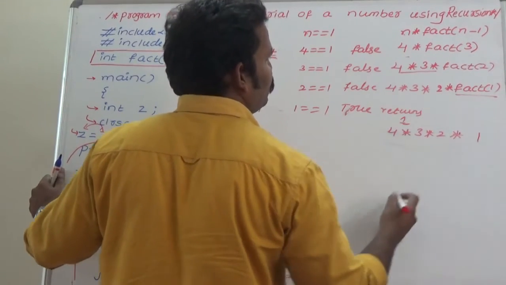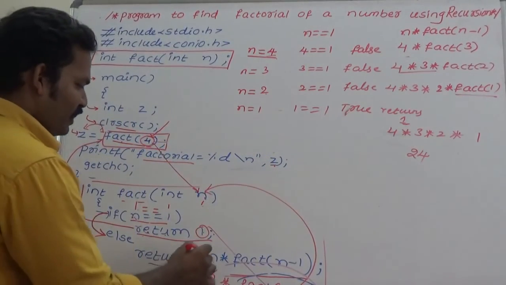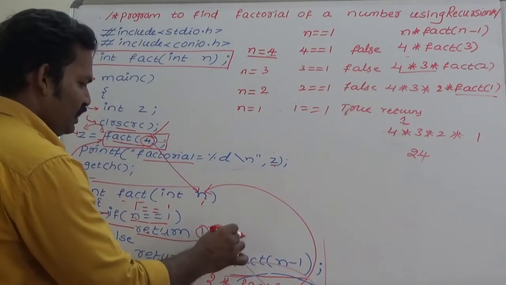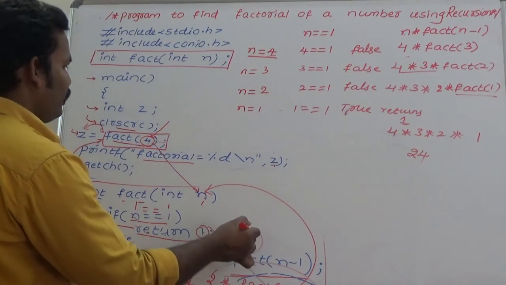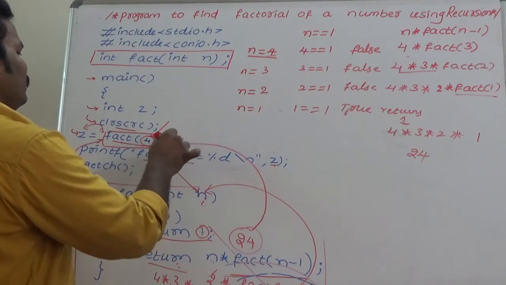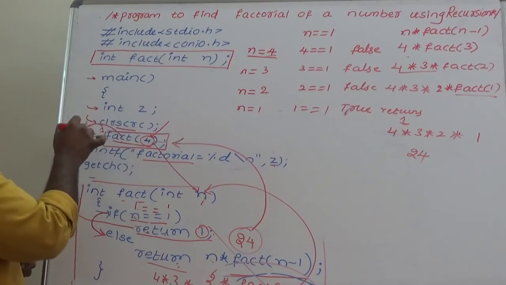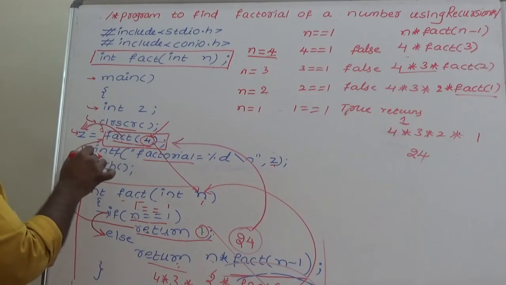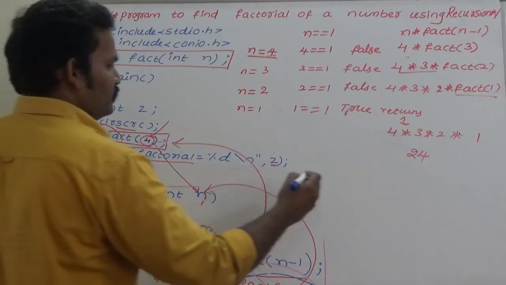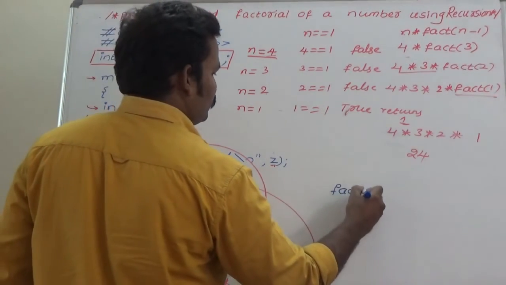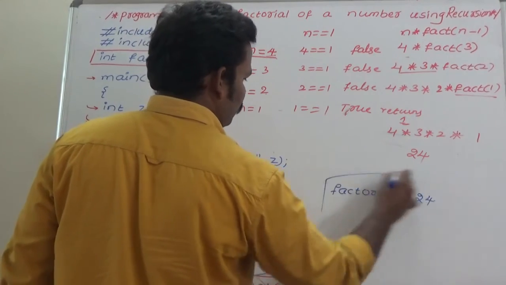So 4 into 3 into 2 into 1 is 24. So here the final result is 24. So 24 is returned to the first calling function. And 24 is assigned to the z variable, and this statement prints the z value on the screen. So here the final output is factorial is equal to 24.